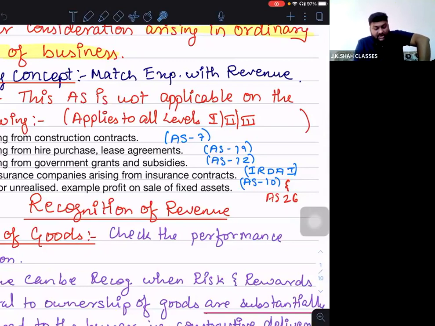And gains, realized or unrealized, for example, profit on sale of fixed assets, are covered by AS 10 and AS 26 for intangible assets. Right? So these are the 5 areas where AS 9 is not applicable.